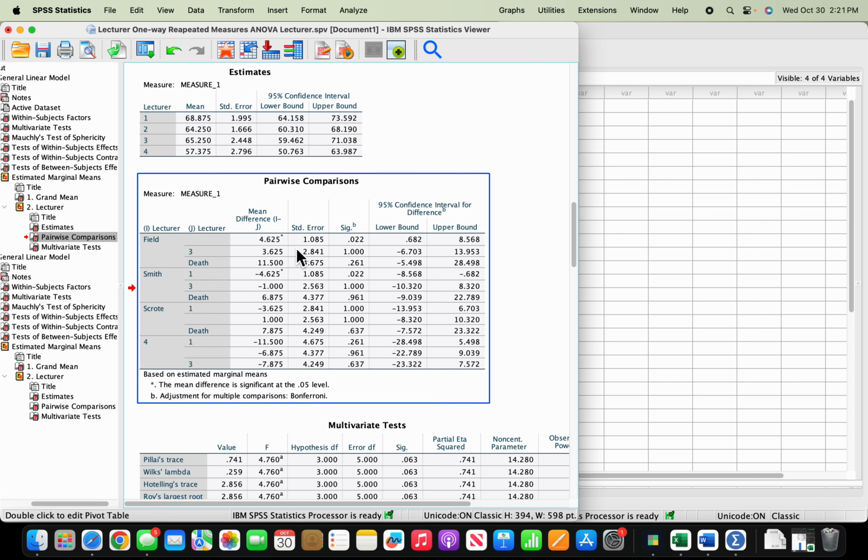But this is the only one that is relevant to us. This should say Smith, and then you can see this significance is below 0.05, so we can tell that only 2 professors had a significant difference in how they marked, and everyone else is not significant, as you can see here. And then the mean difference between Field and Smith was 4.625.